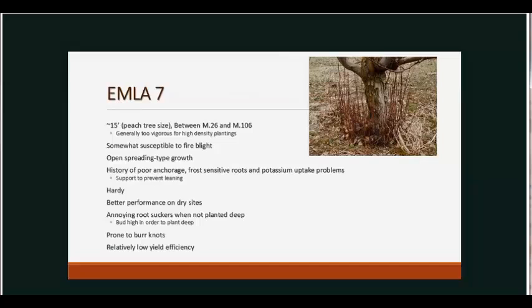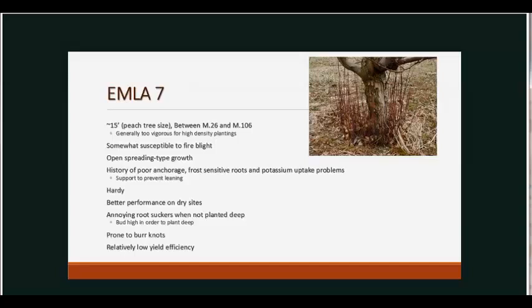This is a fairly good sized tree, around peach tree size. So again, it's between the M26 and the next size group, which is 106. So it's about a 15-foot tall tree. Very open, spreading growth habit. It has a very poor history of anchorage, so this is a tree that is a leaner as well. It has very frost-sensitive roots and potassium uptake problems. So this one, even though it's considered semi-dwarf, should be staked and or trellised for the life of the tree. Staking should be sufficient.